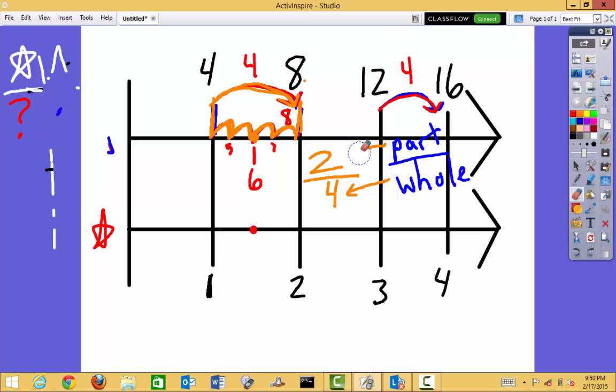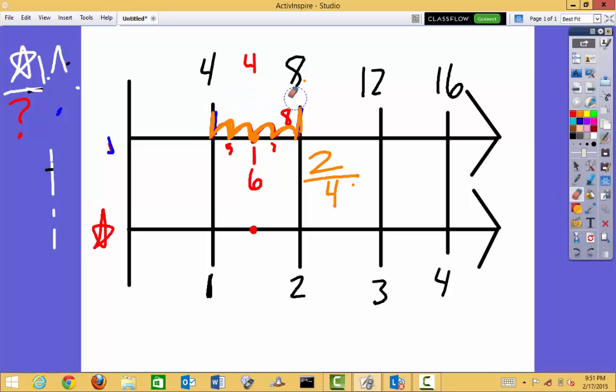So I'm going to look at this, and that means that I went 2/4 of the way. When I went to that mystery number spot being 6, I went 2/4 of the way. I can reduce that also to 1/2, but for right now I'm just going to leave it as 2/4.